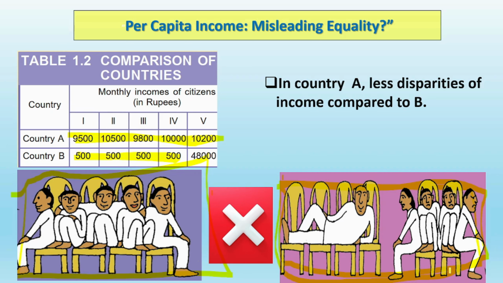So we can say per capita income has some flaws. We cannot measure the development of a country purely based on per capita income. It misleads about equality. So I can conclude, in country A, there is less disparity of income compared to B. Country A has less disparity of income compared to country B.